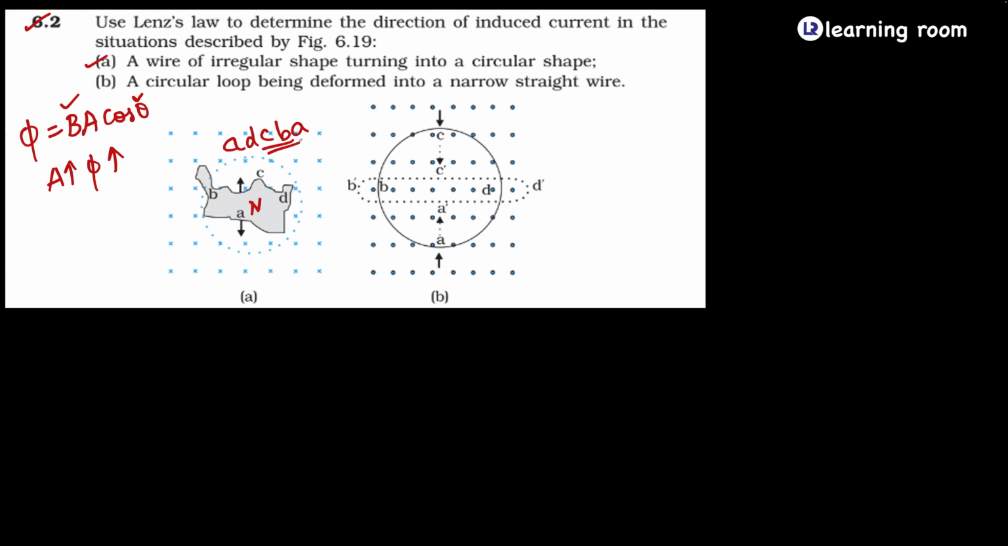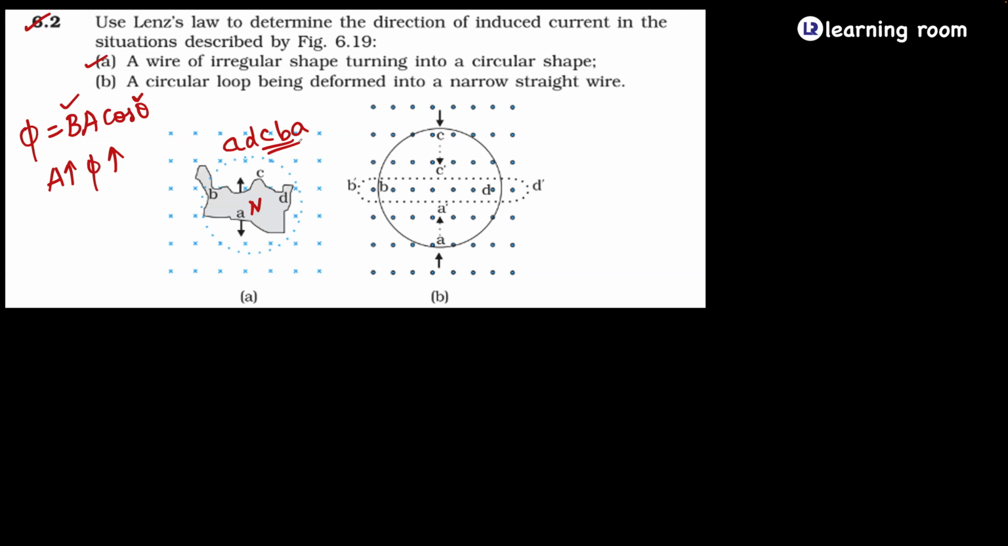It is actually ADCBA. The current cannot go like this and not come back. Then there is no pole at all. So there is a mistake. So it is actually ADCBA. Right? Shall I proceed to the next one?